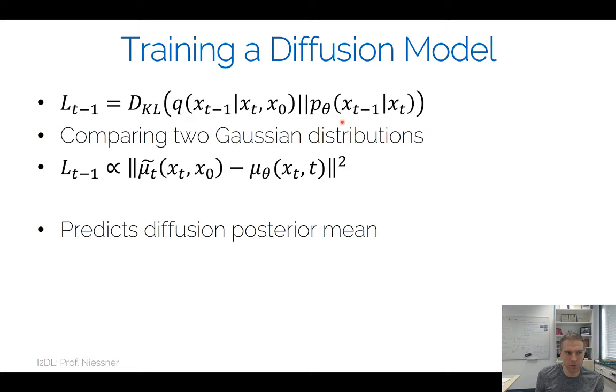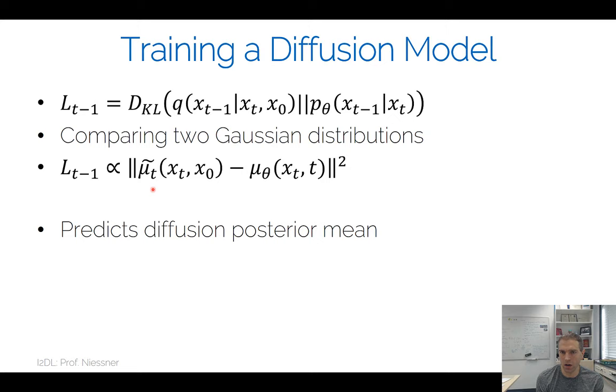And then in your loss function, you're trying to figure out how to minimize the distance between these two distributions. And that basically predicts the diffusion posterior mean, and then you can use it to sample once you've trained it. You have to iteratively apply this reverse process, and you're going to get a real image out of this at the end of the day.